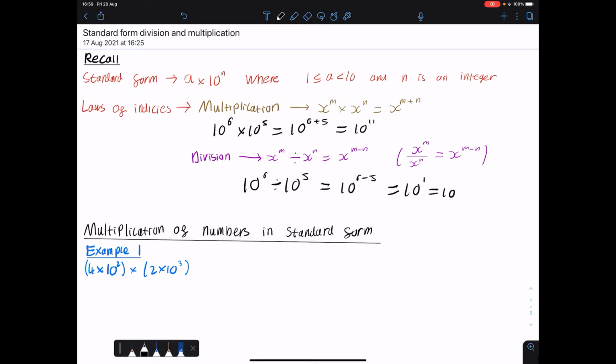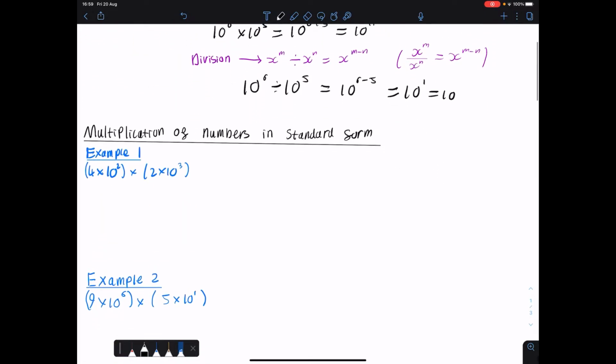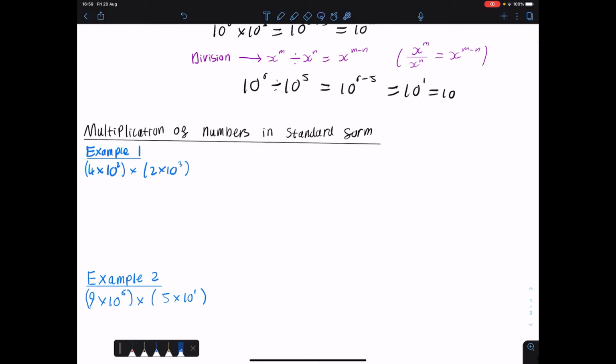Okay, so I'm going to go through some examples now of how to actually multiply numbers in standard form. In our first example, we're asked to multiply 4 times 10 squared times 2 times 10 to the power of 3. Both of these numbers are in standard form, as 4 is between 1 and 10, 2 is between 1 and 10, and this 2 and this 3 are integers. The first thing we need to worry about when carrying out this calculation is we need to multiply these numbers at the front together. So in this case, we need to multiply 4 times 2 to get 8.